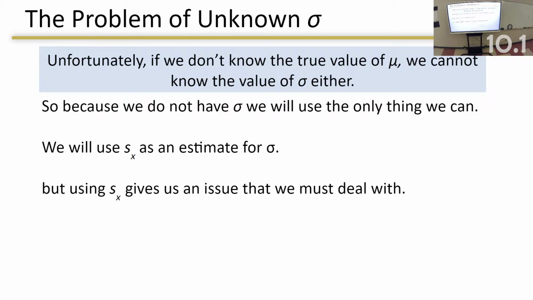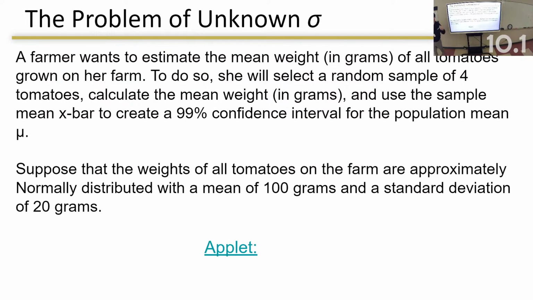Now picture this. Using s as opposed to sigma gives us some issues, so let's look at these issues quickly. A farmer wants to estimate the mean weight of all the tomatoes on her farm. She takes a random sample of 4 tomatoes, calculates the mean weight, and uses the sample x bar to create a 99% confidence interval. Four tomatoes is not a very big sample; we'd probably need more than that. Suppose all the weights on the farm are approximately normally distributed.